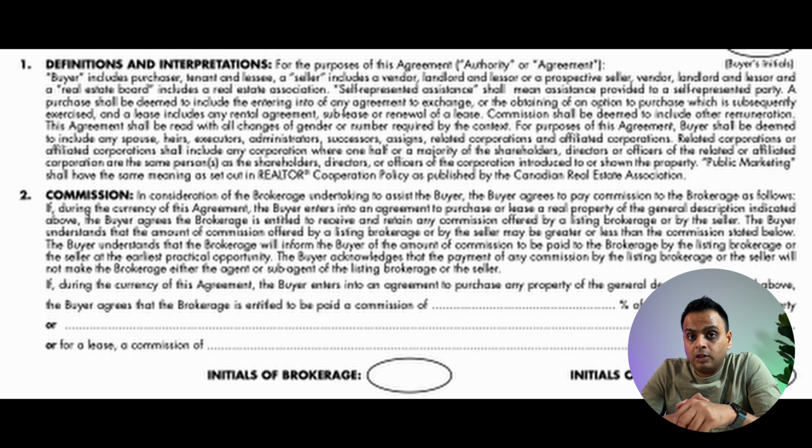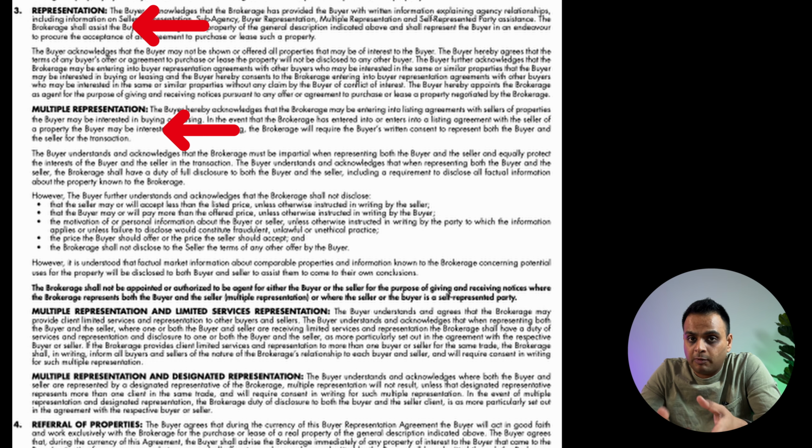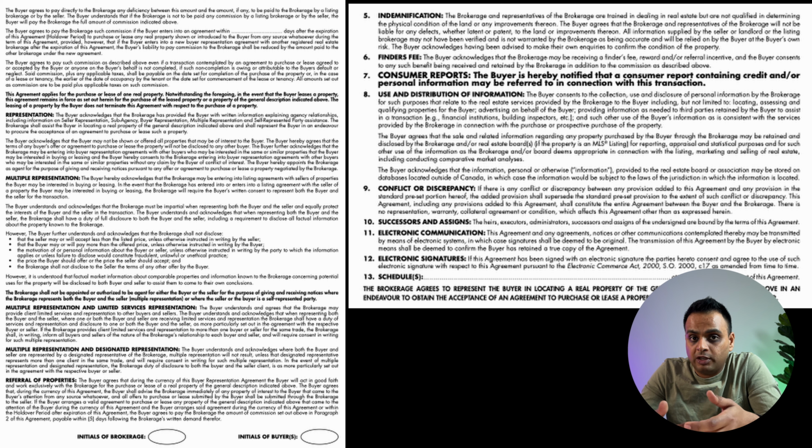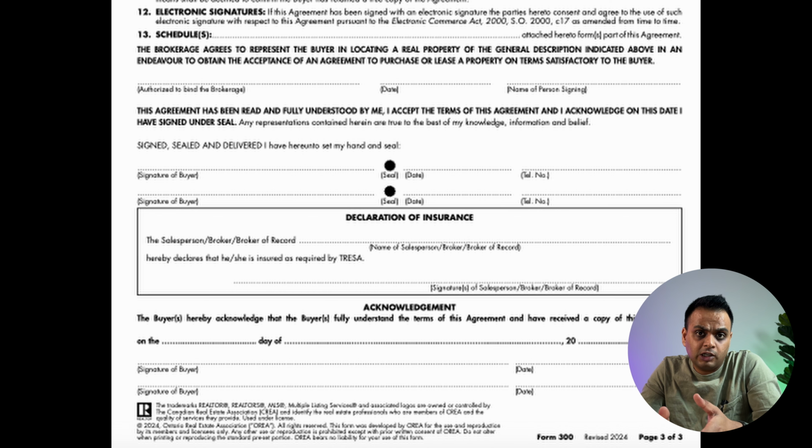Second are the pre-printed clauses. This will explain everything from definitions, commissions, type of representation, and much more. Your realtor will go through this form at the time of signing to explain what they mean. It's important that you review it once to give you an idea of what to expect. And third are the signature and acknowledgement section, which are pretty straightforward.